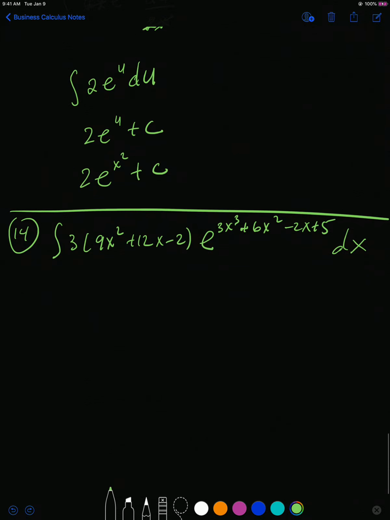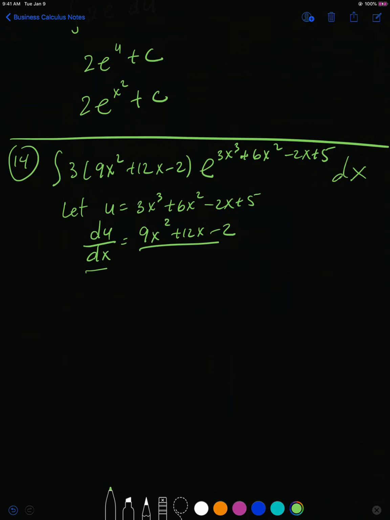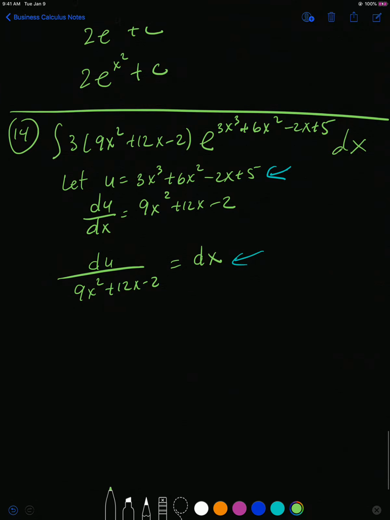With that being said, let u equal 3x cubed plus 6x squared minus 2x plus 5. du dx is 9x squared plus 12x minus 2. These two switch places. So that's going to be du over 9x squared plus 12x minus 2 is equal to dx. And then we use the first line and the last line as our substitutes.